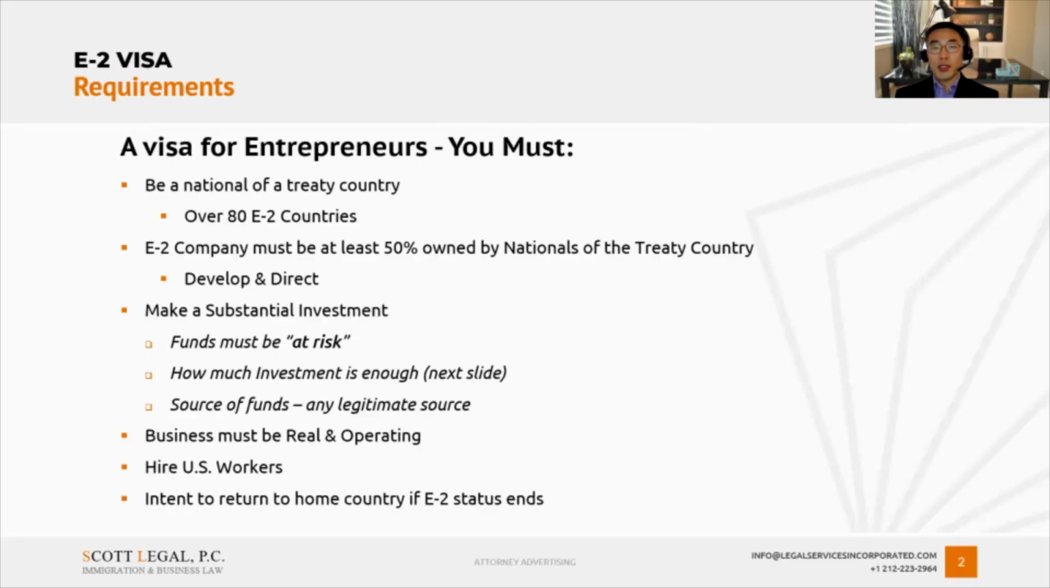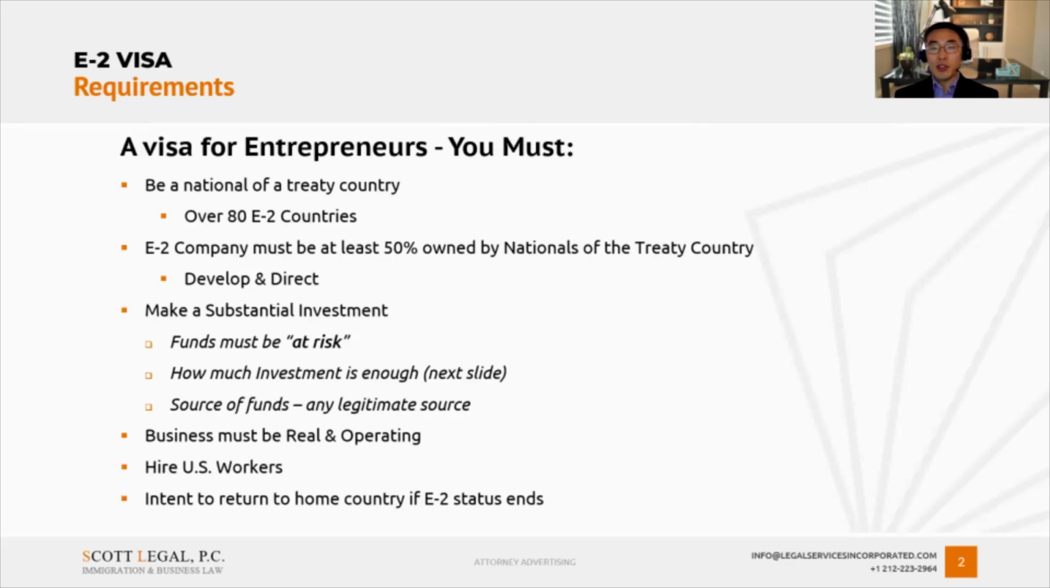The next requirement is that you must make a substantial investment. Then what is a substantial investment? Well, we'll talk about it in more detail later, but generally speaking, it means a sufficient amount to make the E2 business fully operational. The funds must be at risk. This means you actually need to spend the money. You cannot claim an investment where you wire transfer the funds and the funds are currently sitting in your E2 business corporate bank account. That's not enough to claim that you have invested. The funds must be used before you submit the application.